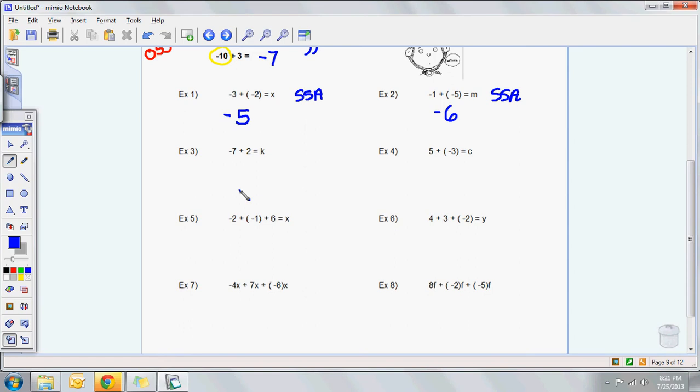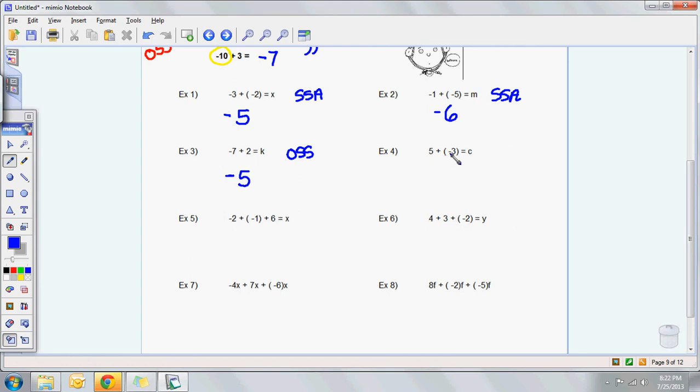All right, here comes our funky third rule. So I have different signs or opposite signs. So opposite signs subtract. So I'm going to subtract. What's 7 minus 2? Well, that gives me 5. Bigger number is 7, and that is negative. So my answer is going to be negative 5.